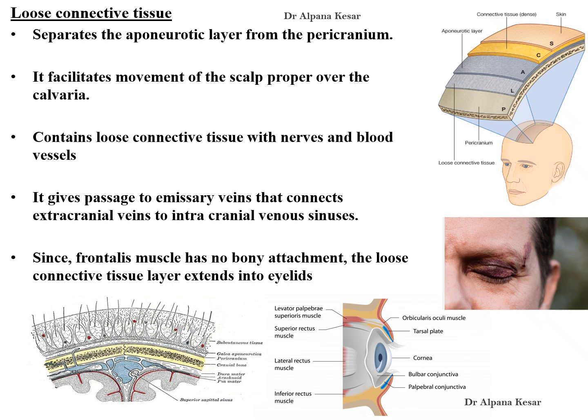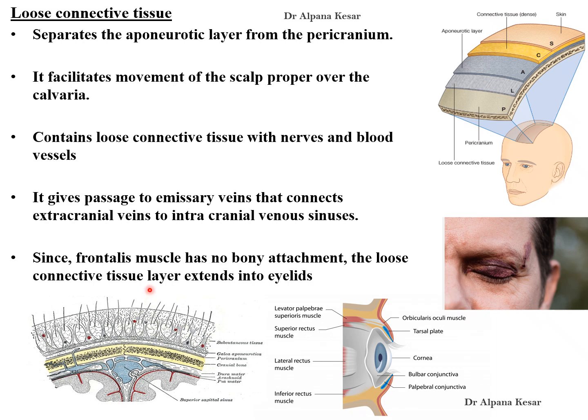The fourth layer of the scalp is the layer of loose connective tissue. This layer separates the aponeurotic layer from the pericranium. This layer also facilitates the movement of scalp proper over the calvarium. The fourth layer, or the layer of loose connective tissue, contains the nerves and the blood vessels. It provides passage to the emissary veins. Emissary veins help in connecting the extracranial veins with the intracranial dural venous sinuses.